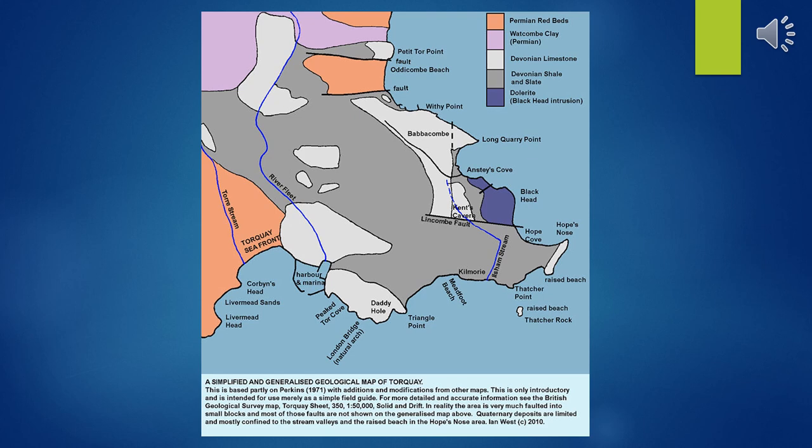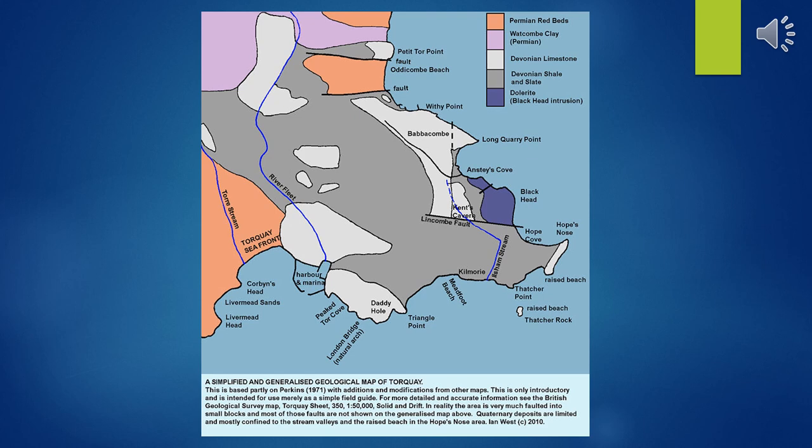And then finally, you've got your Devon shale and Devon slate is the dark grey. And those are your areas of highest resistance. Again, shale and slate are metamorphic rock, where sedimentary rock has been transformed by heat or pressure. And again, this is why you get the headland. So if you think about Tor Bay as a whole, you've got the headland here on Torquay's side, and you've also got another headland at Berry Head on the other side, and everything else in the middle is retreated softer rock.